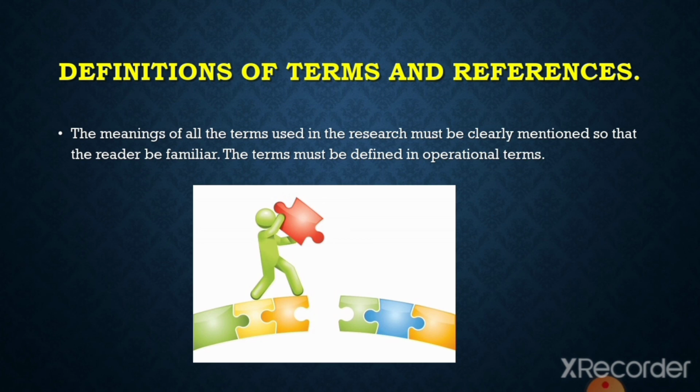Now what are terms and references? The meaning of all the terms used in the research must be clearly mentioned, that is, whichever references you are using. Here it says the meaning of all the terms used in the research, whatever terms you have used in the research, must be clearly mentioned so that the reader is familiar. The term must be defined in operational terms, they should be defined in operational terms.